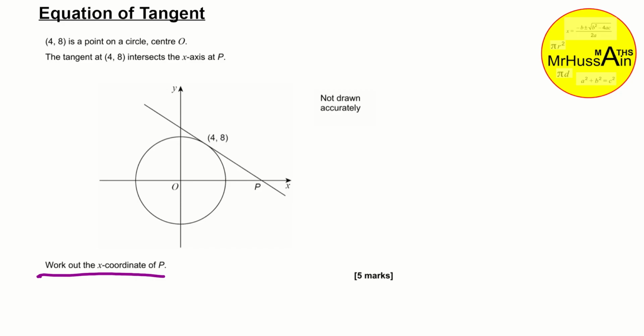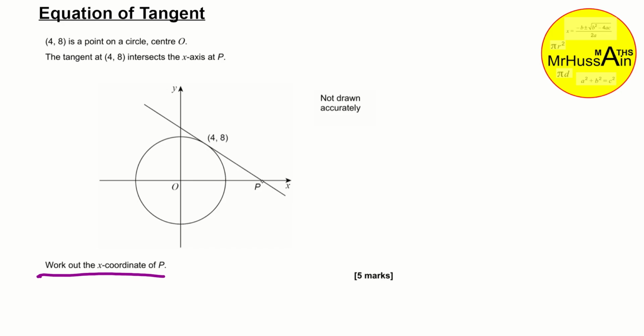That's the first. Second thing is this. It's asking for the x coordinate of P. That P lies on the equation of the tangent. That is your tangent line, and that is the equation of the tangent. If you know the equation of the tangent, then that will help you work out the coordinates of P.